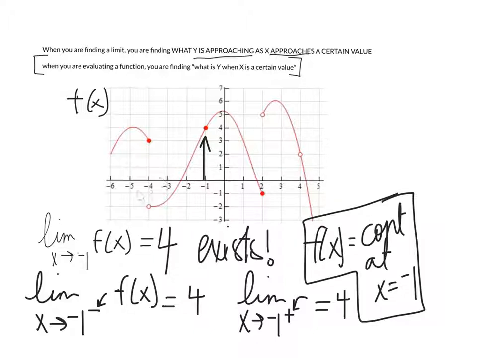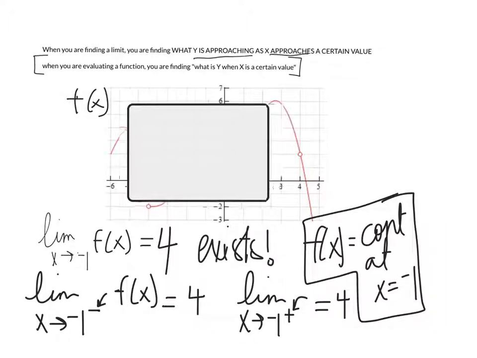So if you didn't show me this picture, but you told me that the function was continuous at -1, then I would know that the limit at -1 exists. So since the limit exists, the function is continuous. Since the function is continuous, the limit exists.